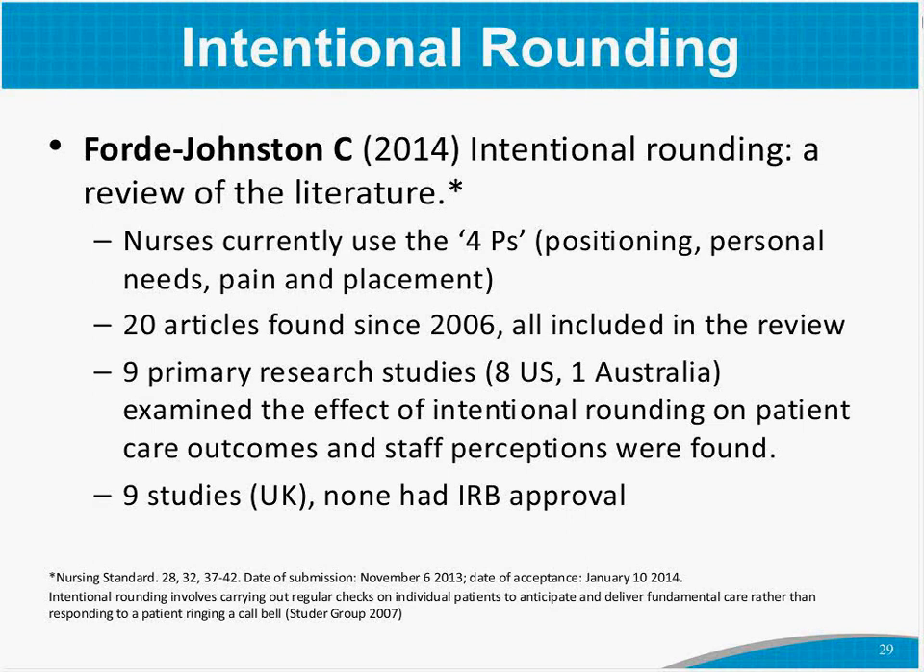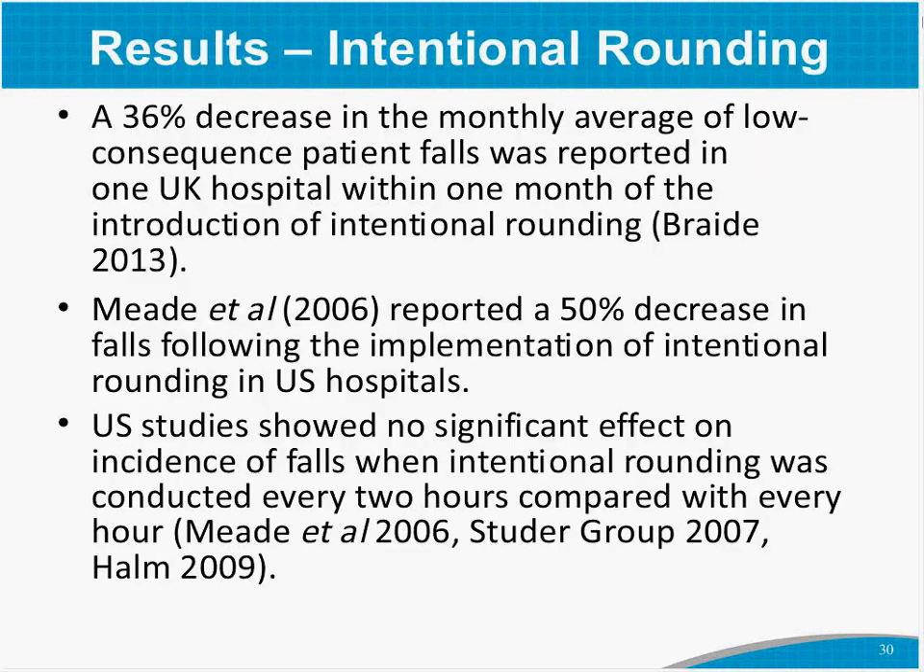There are only 20 articles that were found since 2009, and you can see where the studies were. Nine research studies, eight of them in the U.S., one in Australia. But they focused on patient outcomes and staff perceptions. The studies that were done in the UK were quality improvement program evaluations. None of them actually went to an IRB for approval. But when you look at the results, there was a 36% decrease in the monthly average of low-consequence patient falls. That was one article, but look at it.